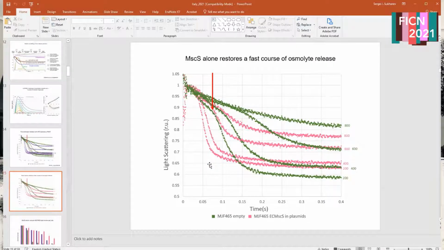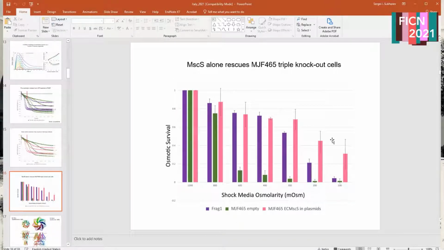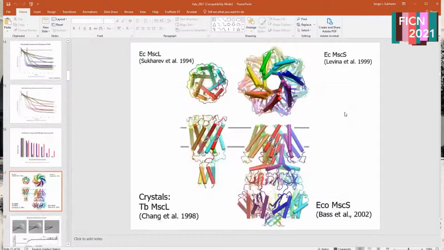So interestingly enough, if we take empty cells and re-express MscS, MscS wonderfully rescues cells, and in some sense even a little bit better than wild type, because first of all, they are slightly overexpressed, and the second thing is that MscL is a pretty crude instrument for release because it's large, it's completely non-selective, and it doesn't inactivate. And the role of inactivation, that is a crucial feature of MscS, will be explained in detail.